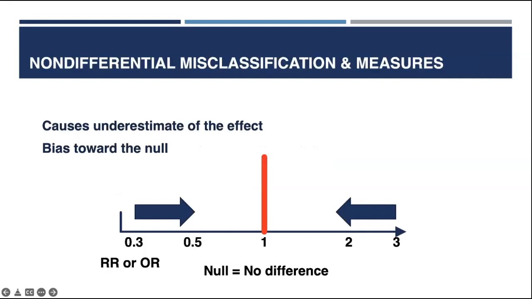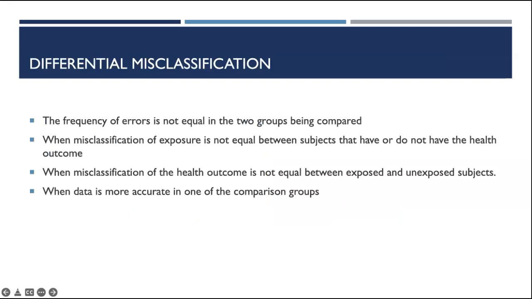If you have non-differential misclassification in your study, in general, it is going to cause you to underestimate the effect. More specifically, it's going to take that relative risk, that odds ratio, and push it closer to the null. So that biased measure is going to be closer to the null compared to whatever that true value is. Differential misclassification is different.